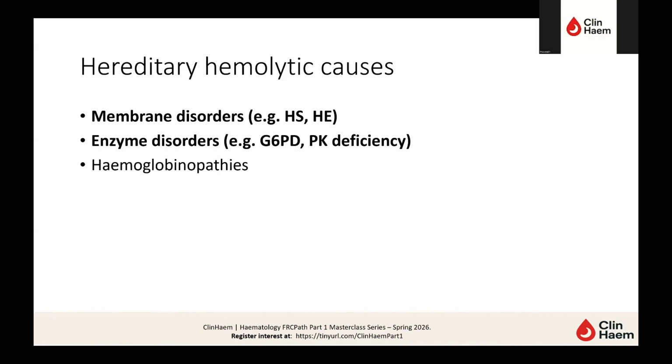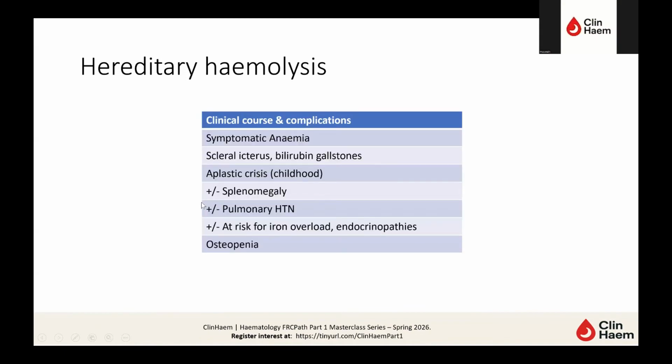Lastly, we are going to cover the hereditary hemolytic causes, which are membrane, enzyme, and haemoglobinopathies, but we're just going to discuss the top two. Before I do that, hereditary hemolysis usually gives you these clinical features. Of course they will give you symptomatic anemia if they're severe enough. They give you jaundice, and raised bilirubin will give you bilirubin gallstones with associated complications from the gallbladder. There are some crises seen, especially aplastic crisis, which is from parvovirus infecting the stem cells, and the body is not able to compensate for the transient drop in cells and in the red cell precursors. That thus gives you very marked anemia.